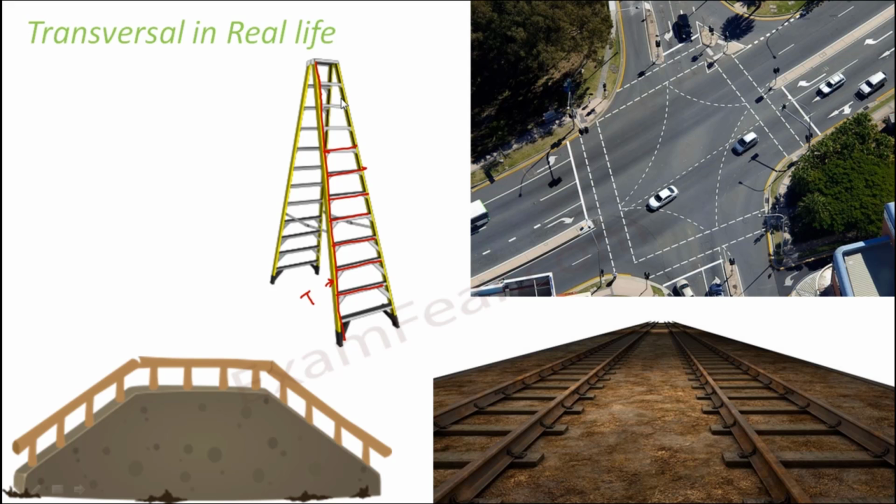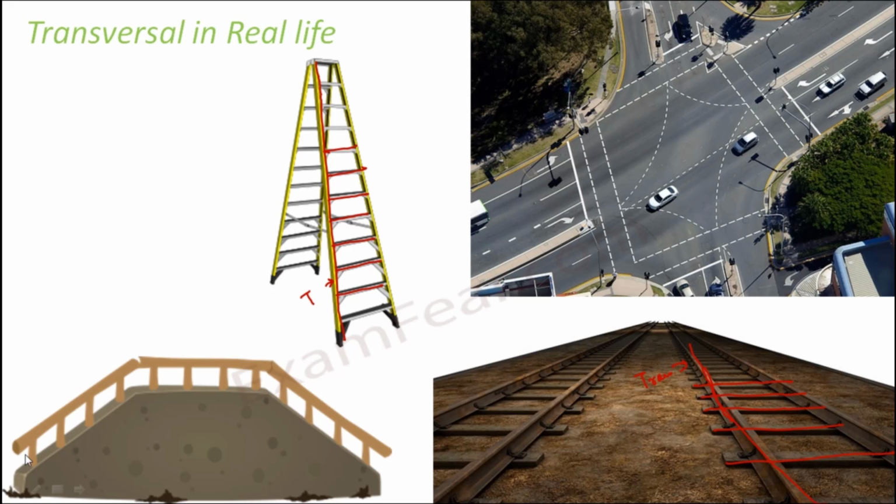The second transversal would be on the railway lines, the railway track. Here also you would see that these metal rods which are laid on the railway track run parallel to each other, right? And there is this line which intersects these parallel lines or which cuts multiple parallel lines. So this basically acts as a transversal.